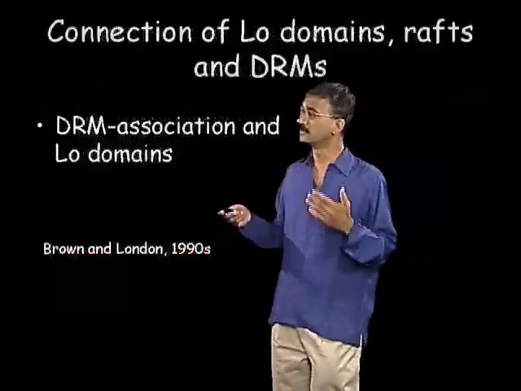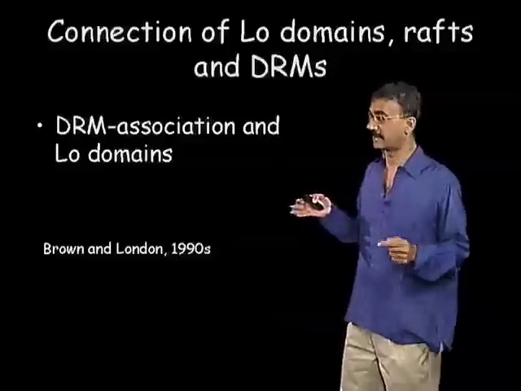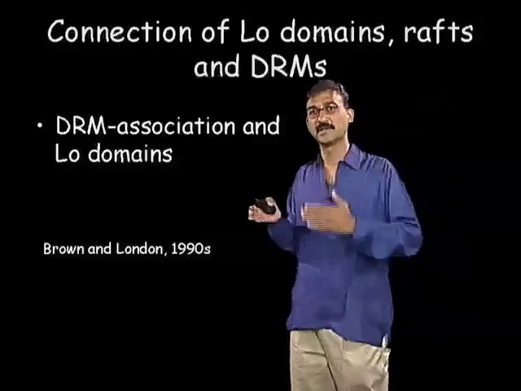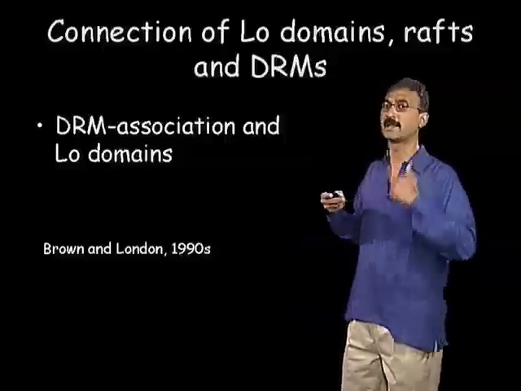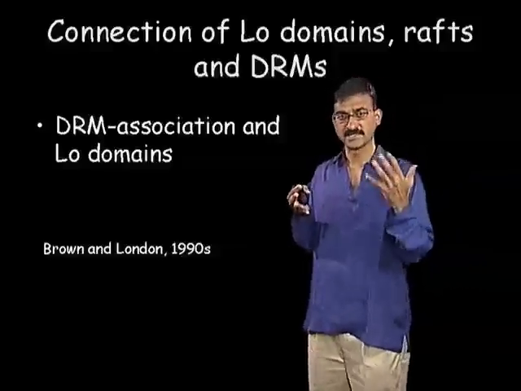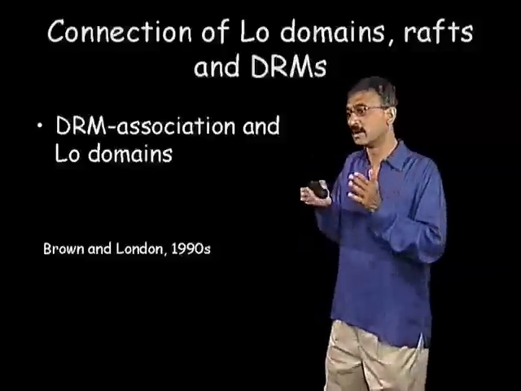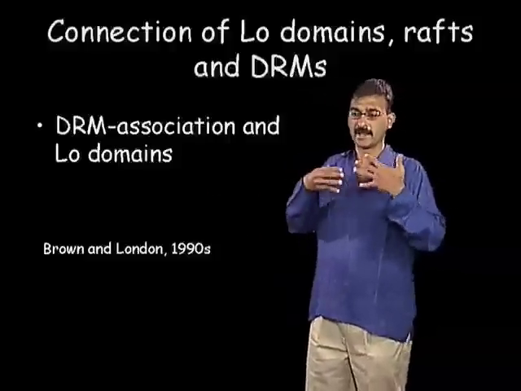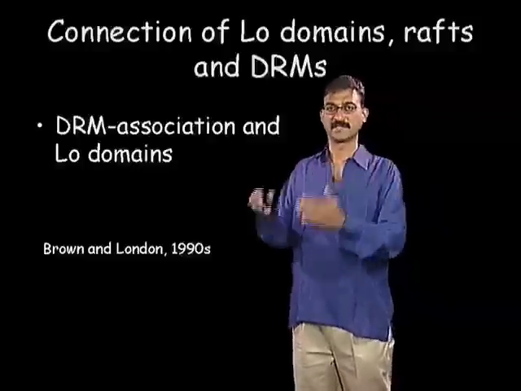And soon enough, Debbie Brown and Erwin London in the early 90s, in fact, showed that there was a connection between liquid ordered domains and detergent-resistant membranes in artificial membranes, and made the link with what the detergent-resistant membranes might be revealing in a cellular context. So liquid ordered domains, which were correlated with detergent-resistant membranes, became, in fact, a characteristic or a property of membrane rafts present in cell membranes.